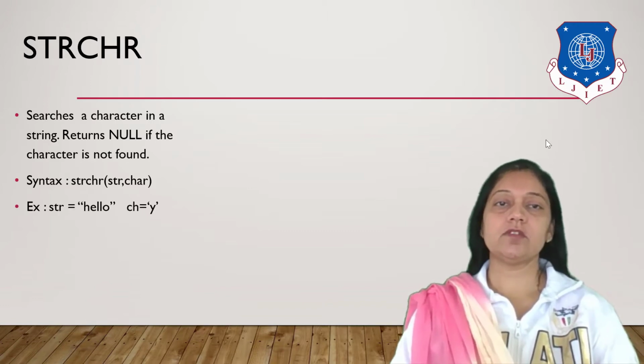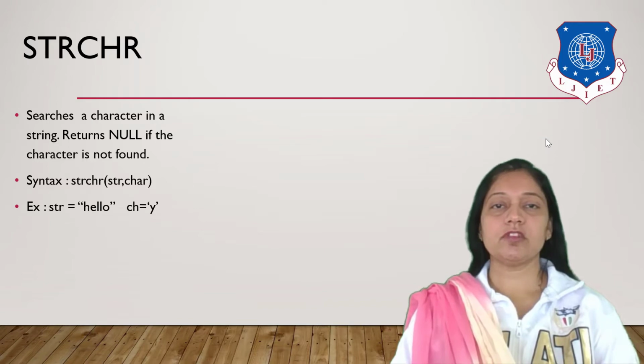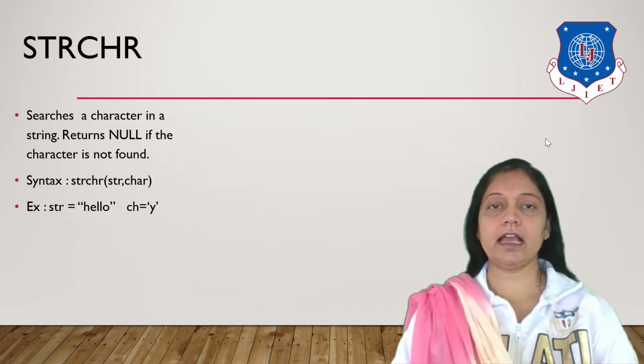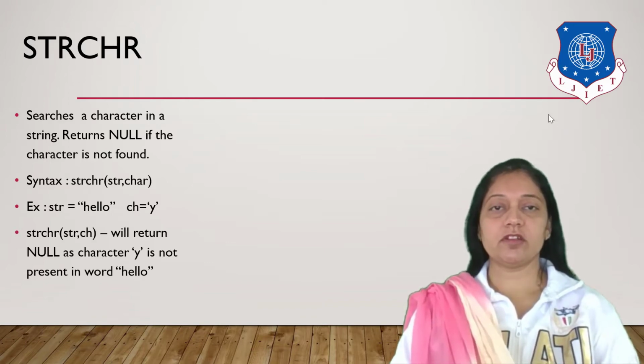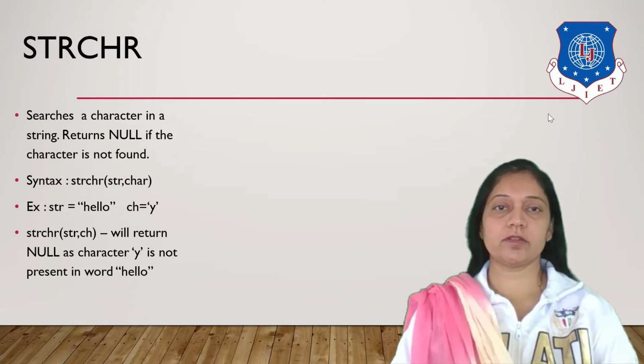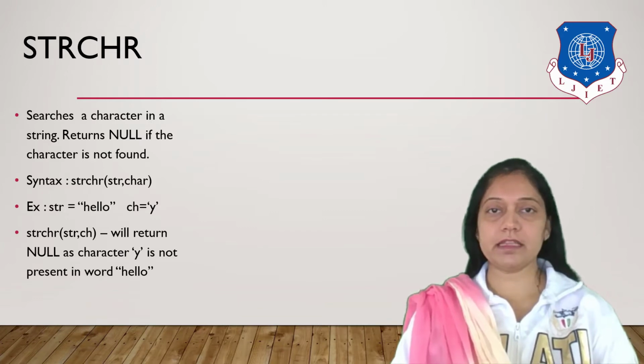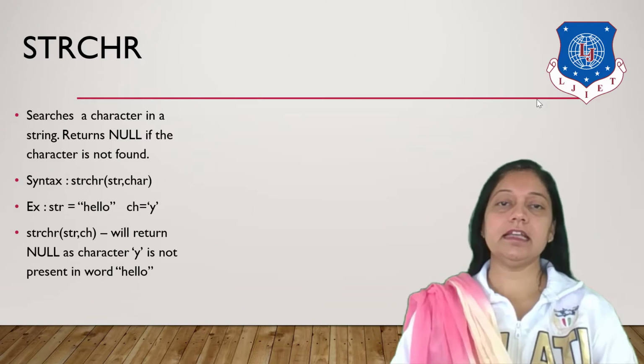So let's understand this with an example now. Suppose I have a string str equal to hello, and in ch I have a single character y. I want to search whether y is present in the string hello or not. My string function would be strchr in brackets str comma ch. When I call this function, the compiler will search the character y inside the string hello. Since y is not present in the string, I'll get the result as null.